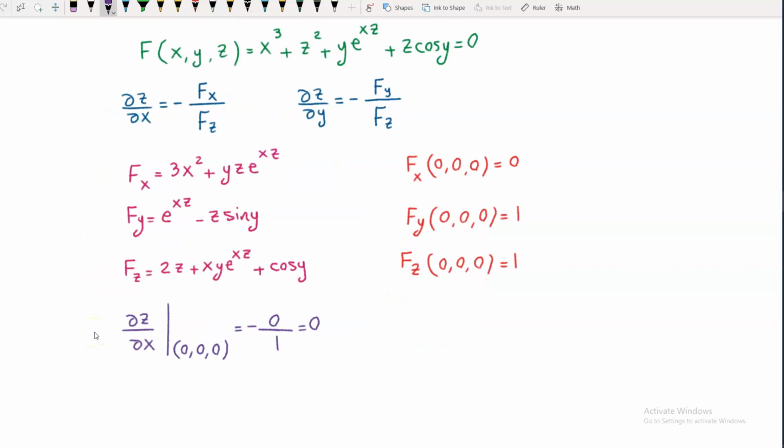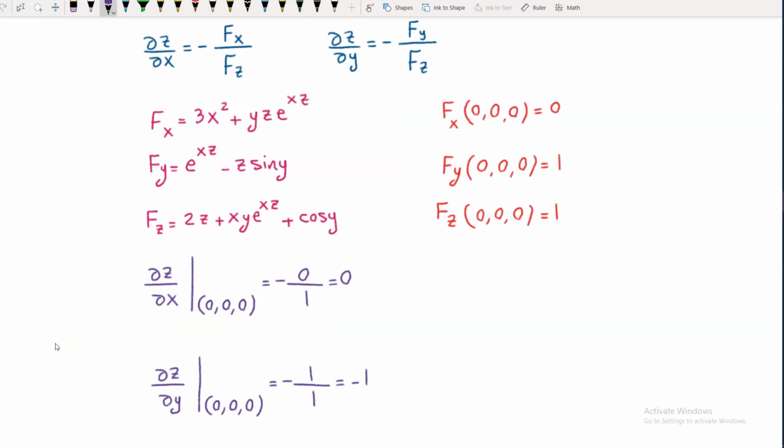So the partial derivative of z with respect to x at the point (0, 0, 0) is equal to negative the partial derivative of capital F with respect to x, which is 0, over the partial derivative of capital F with respect to z, which is 1. So we have negative 0 over 1, and that is equal to 0. And the partial derivative of z with respect to y at the point (0, 0, 0) is equal to negative the partial derivative of capital F with respect to y, which is 1, over the partial derivative of capital F with respect to z, which is 1. So we have negative 1 over 1, and this is equal to negative 1.